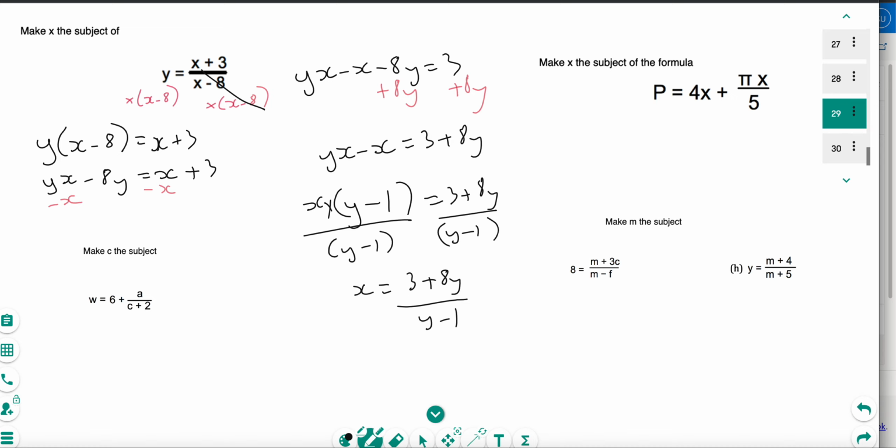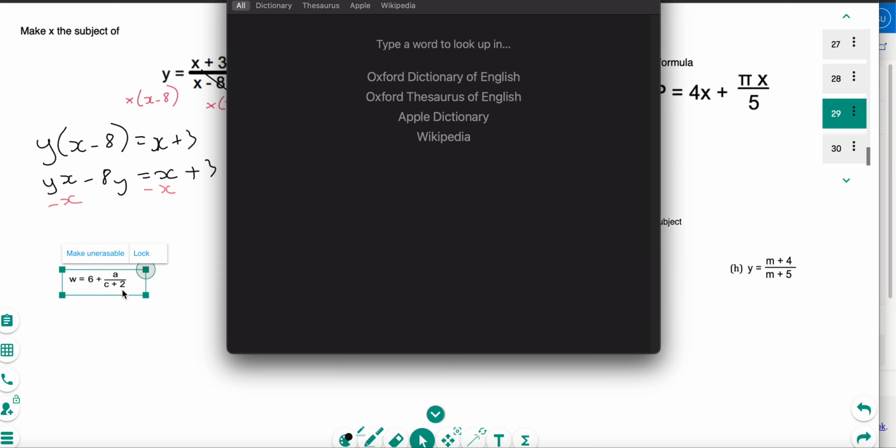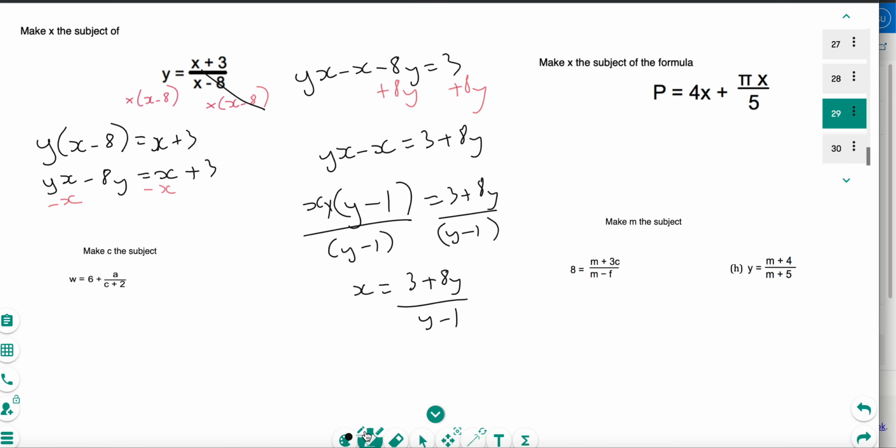Last one. Oh gosh, this has been a long video. I didn't really expect it to be so long. So w equals (6 plus a) over (c plus 2). So I want to get this c by itself. Well, first, let's get rid of this 6. Well, 6 is positive 6. So I'm going to subtract 6 on both sides. So w minus 6 equals a over (c plus 2).